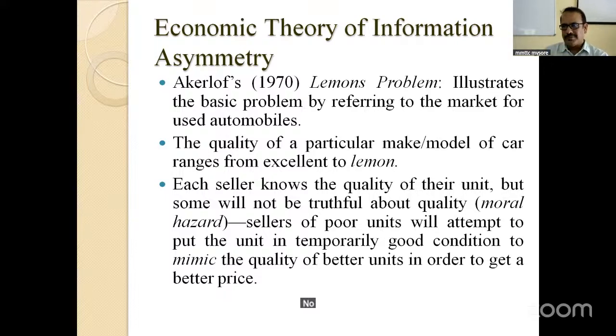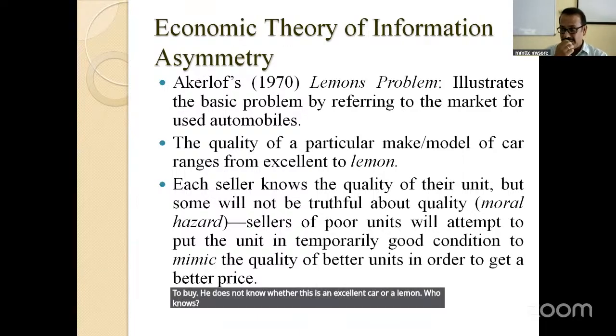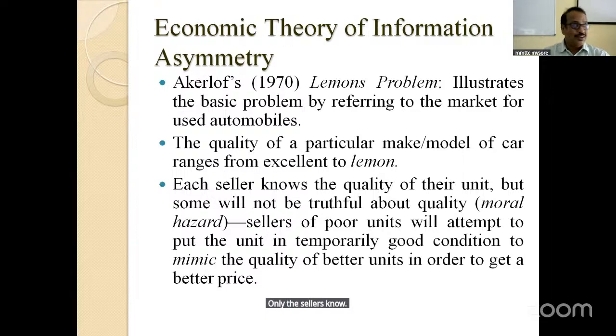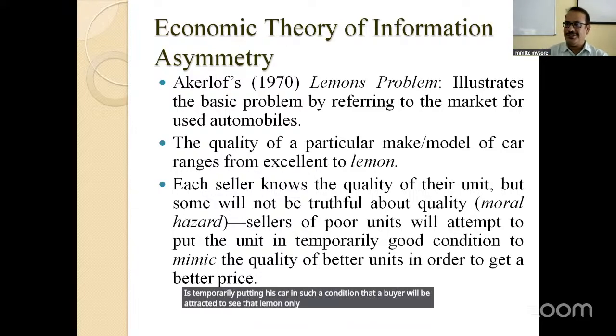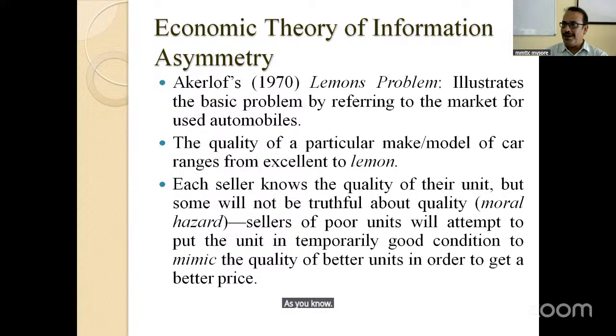Now, a buyer comes to buy. He does not know whether this is an excellent car or a lemon. Who knows? Only the sellers know. Now, the sellers are not truthful about the quality. Even a person who has a lemon, an inferior quality car, is temporarily putting his car in such a condition that a buyer will be attracted to see that lemon only. As you know, all bad things come in good colors, no?